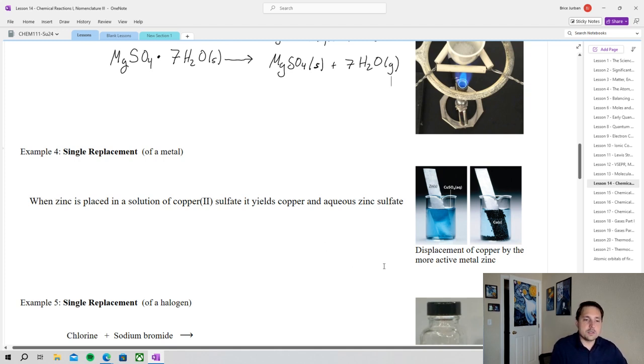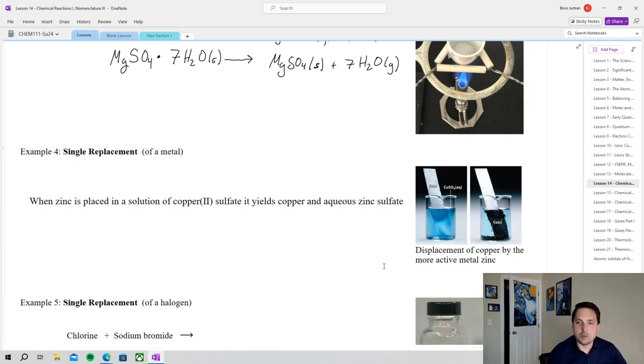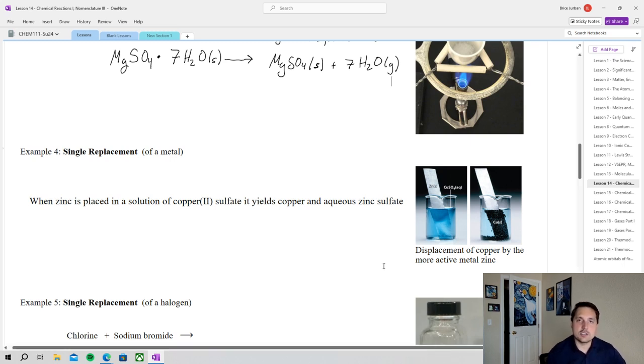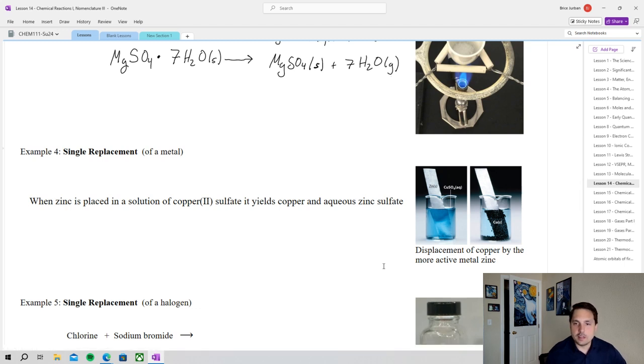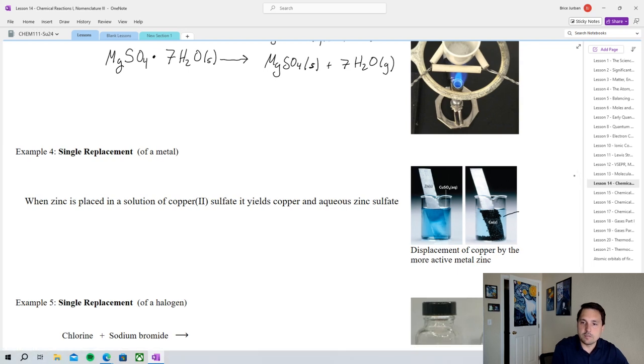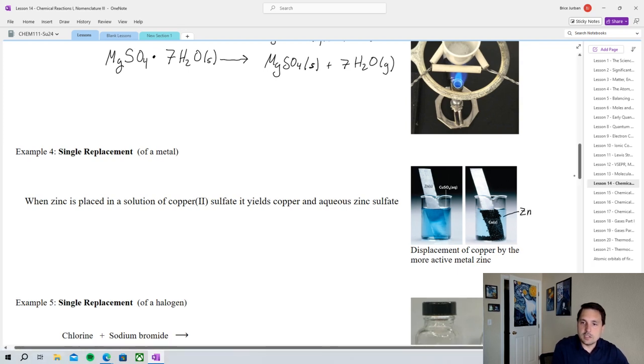All right, one of my favorite types of single replacement reactions are ones that we can visualize. If we take a strip of zinc and we place it in a solution of copper sulfate, the copper will be more active than the zinc and will displace the zinc coating from that strip and deposit itself on that strip. And then what we'll end up with in the solution here is zinc sulfate.